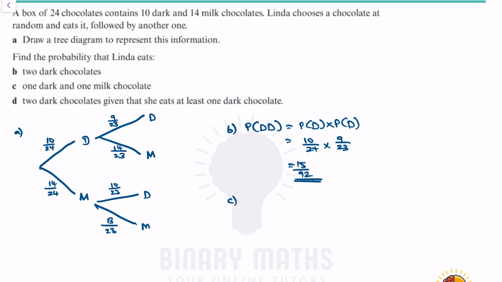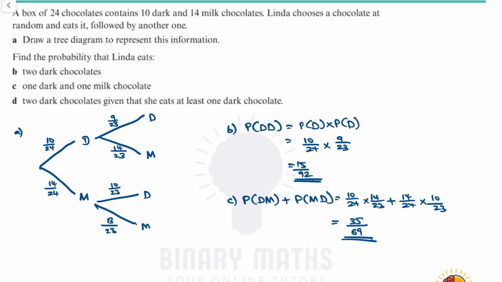See, 1 dark and 1 milk chocolate. So that means there's 2 different ways you can get that. It's probability of dark and milk plus probability of milk and then dark. So dark and milk is 10 out of 24 times milk, which is 14 out of 23, plus milk, which is 14 out of 24 times 10 out of 23. If I put this into our calculator, we end up getting 35 over 69.